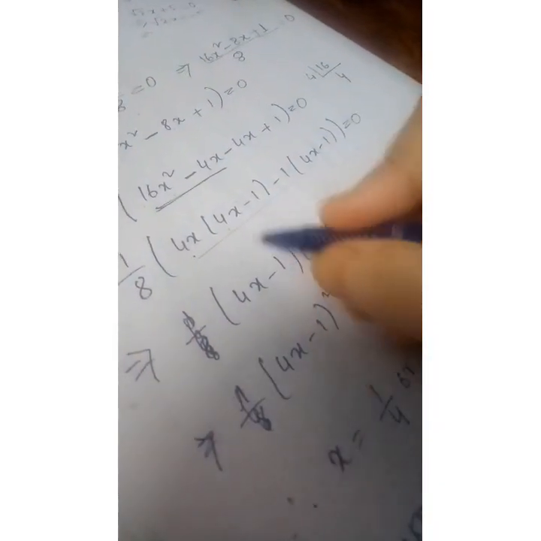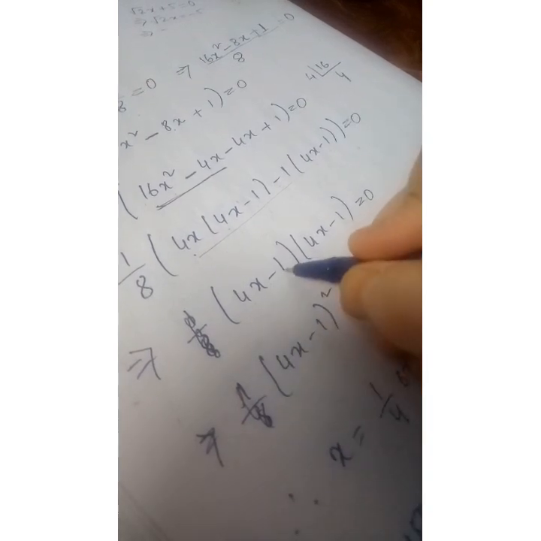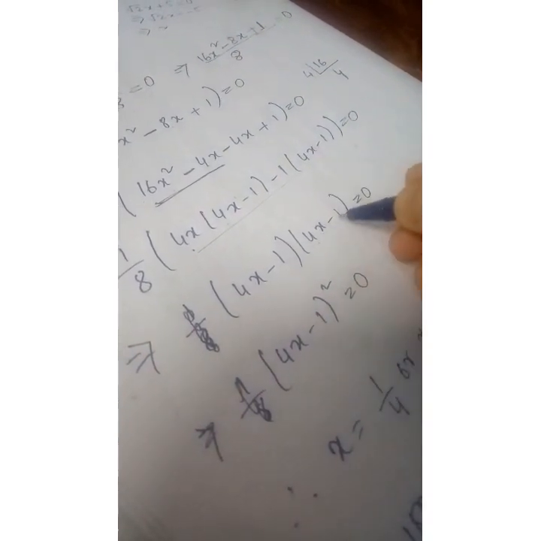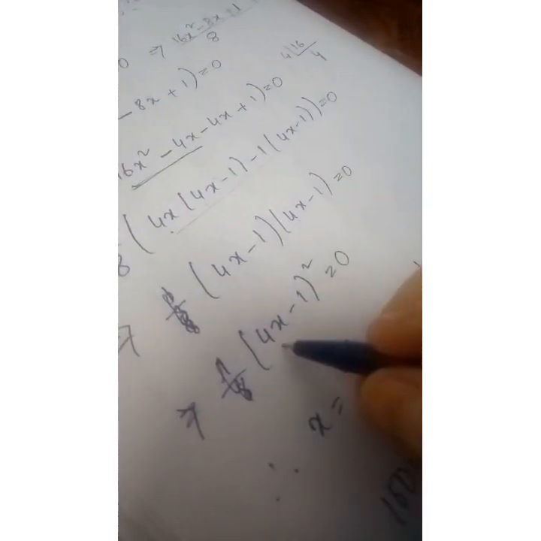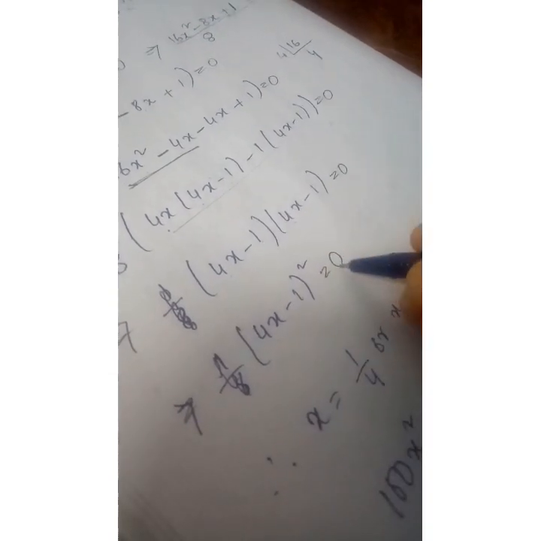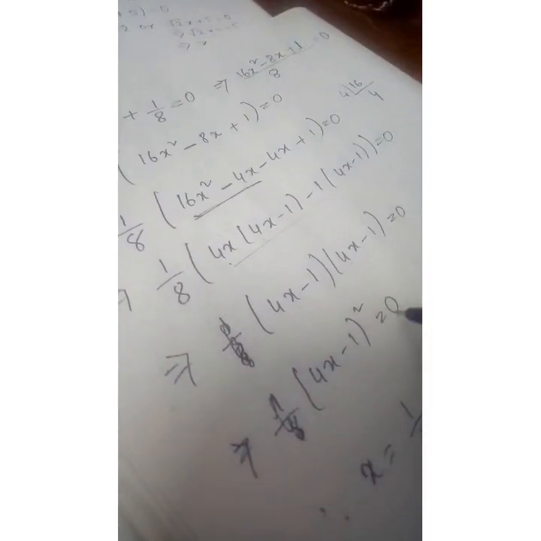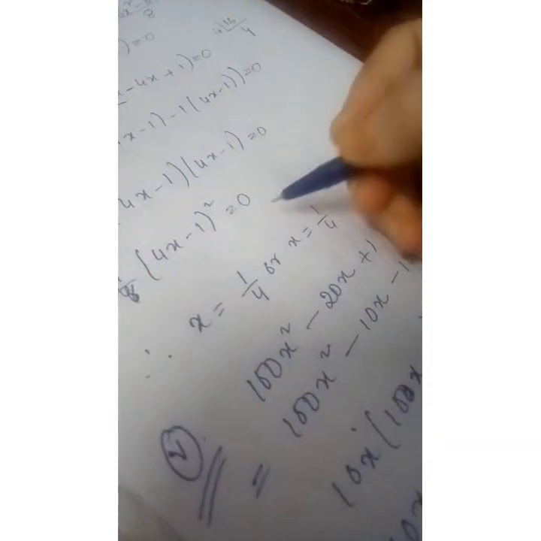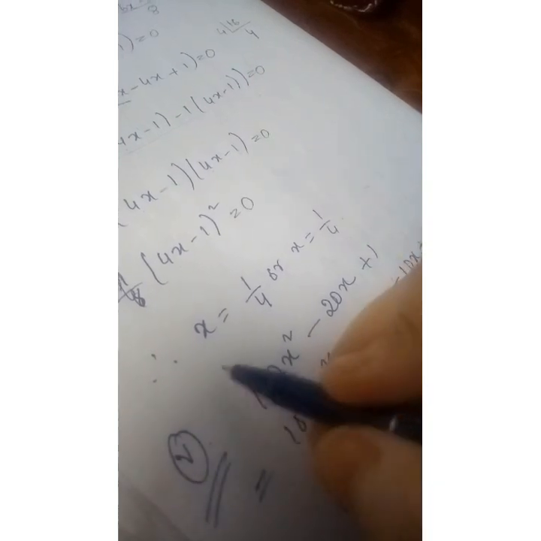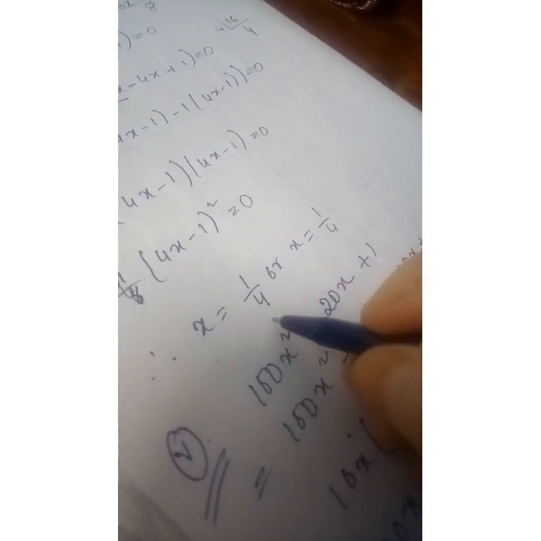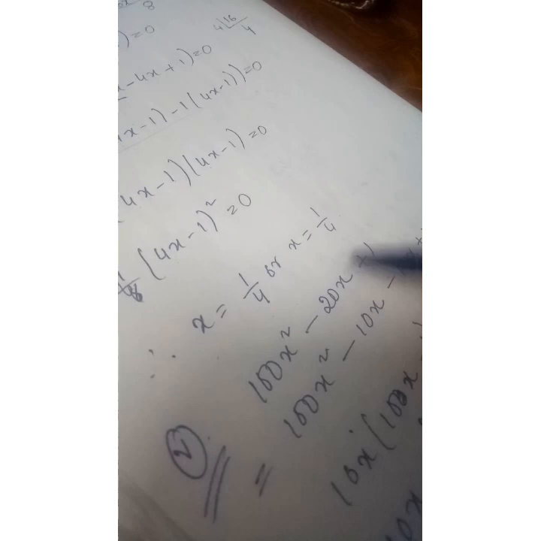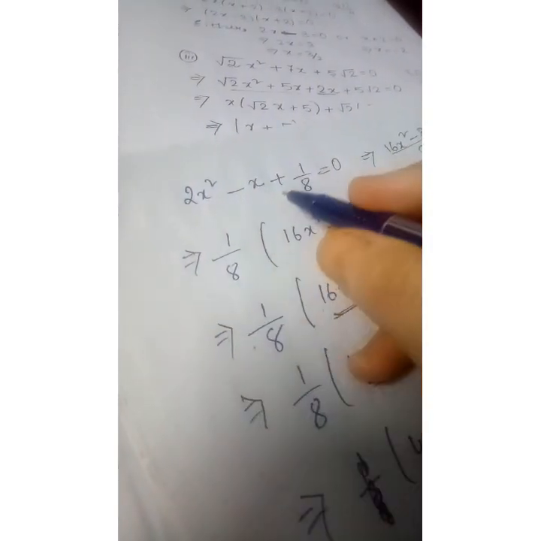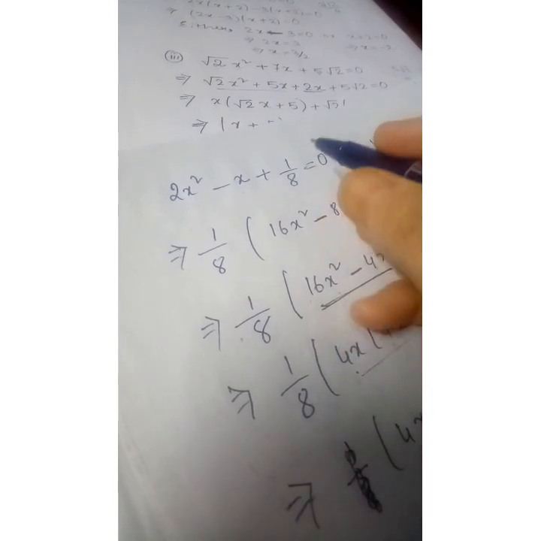That means what you can write? 4x minus 1 into 4x minus 1, which is 4x minus 1 whole square. Clear? And therefore what you will get? You will get same root, but you have to write it x equal to 1 by 4 or x equal to 1 by 4. These are the solution of the quadratic equation twice x square minus x plus 1 by 8.